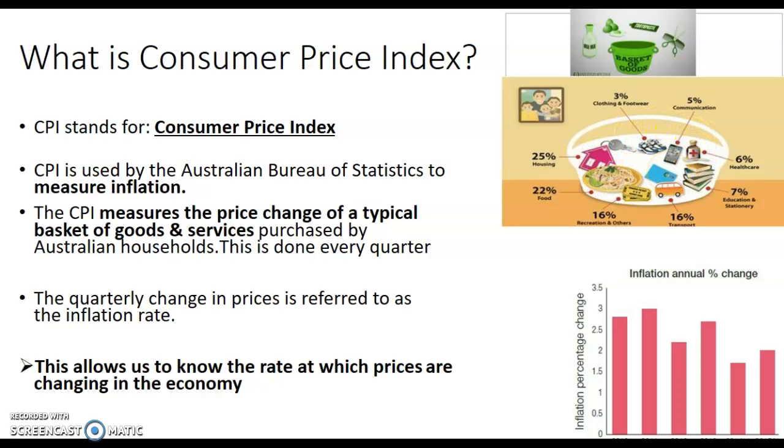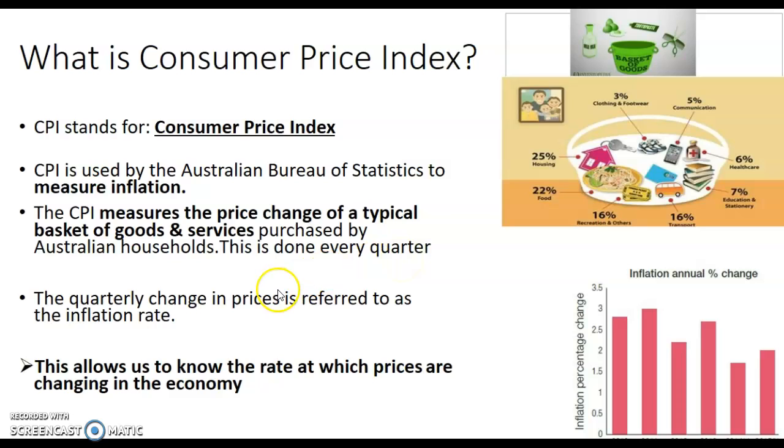Now again, we're talking about the CPI, consumer price index. It measures the price change of a typical basket of goods purchased by Australian households. This is done every quarter. They look at what people are buying over a period of time, for example in a quarter, and how the prices have gone up: what prices consumers were paying before and what they are paying now. They look at that every quarter.